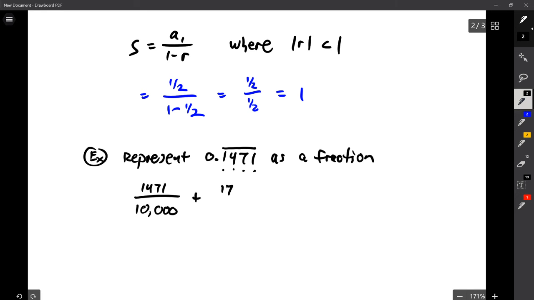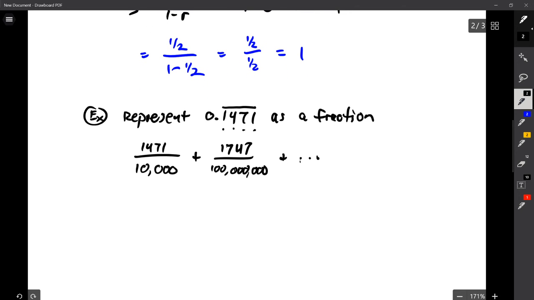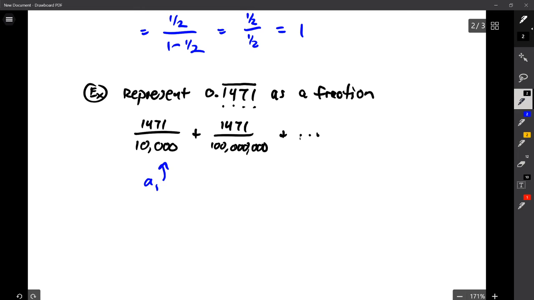Plus another 1471, but now we need the next 4 decimal places. The next one would be 100,000, million, 10 million, 100 million, and that keeps going on forever. All right, what's our first term? Our first term is a sub 1, 1471 over 10,000. Sorry, that was supposed to be 1471 up here. My bad.